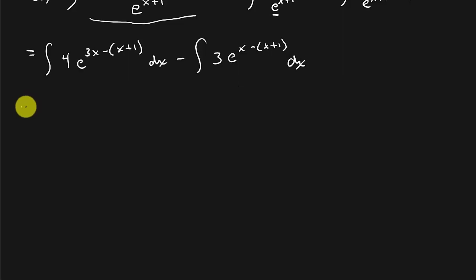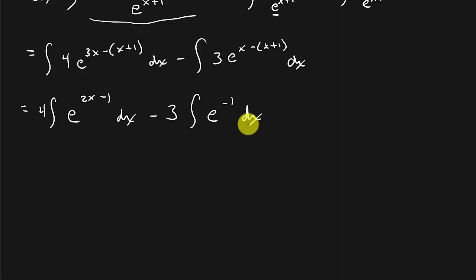And so this gives us the integral, and I'm going to go ahead and bring the 4 out. That's going to be e to the 2x minus 1 dx minus, and then I'm going to bring the 3 out. That's going to be e to the negative 1 dx.